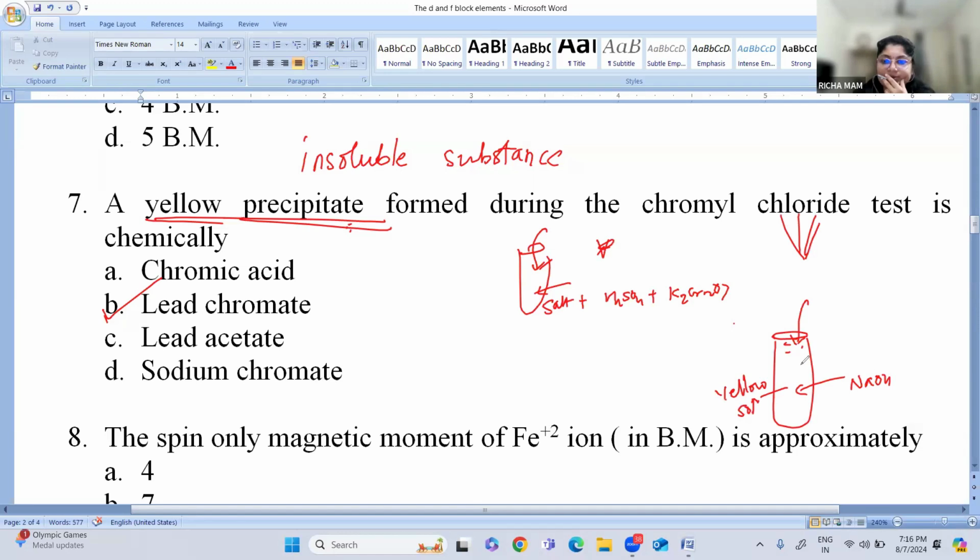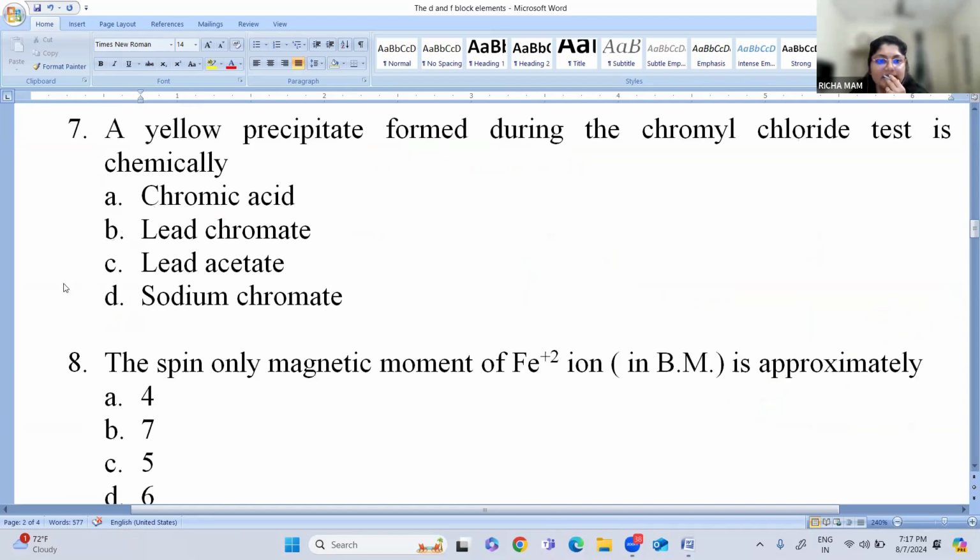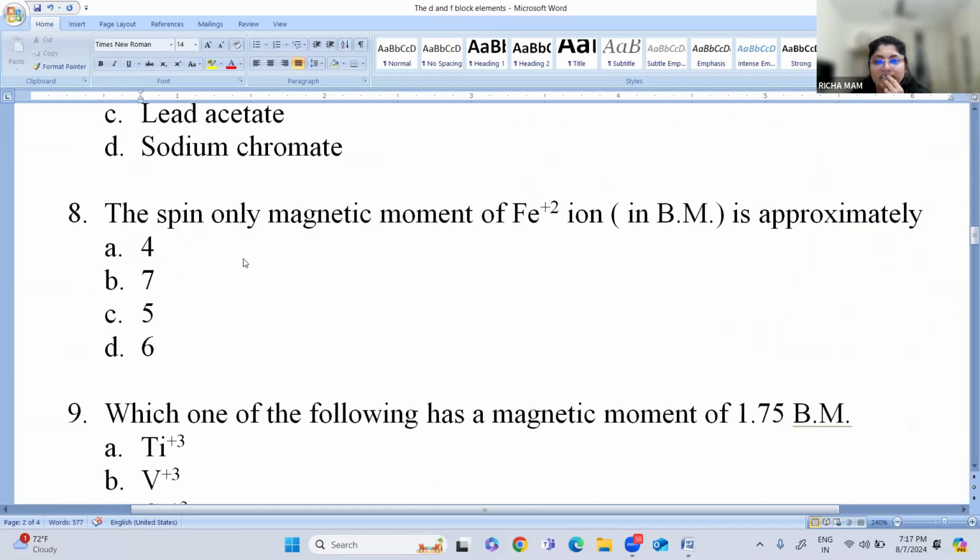To this yellow solution, you are going to add lead acetate and acetic acid. So it will form lead chromate. So option B is the answer. The yellow precipitate formed during the chromyl chloride test is lead chromate. So whoever has answered option B, it is the correct answer. Let us go for the next one.